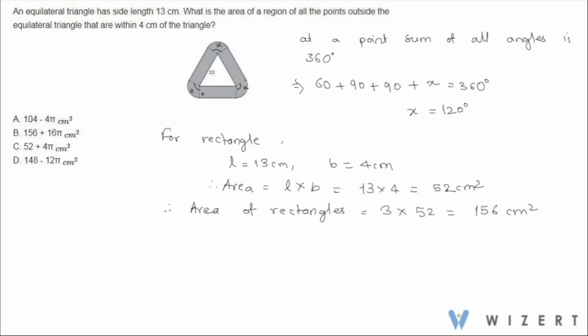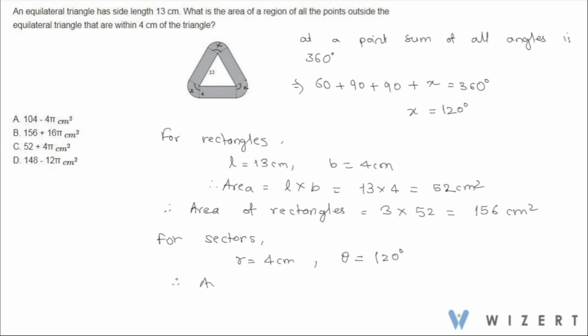Now we need to find the area of these 3 sectors. So for sectors, what we have is radius is given as 4 centimeters because all the points which are within 4 centimeters from this point will make a sector, that is part of a circle. And also we have theta, that is angle, equal to 120 degrees.